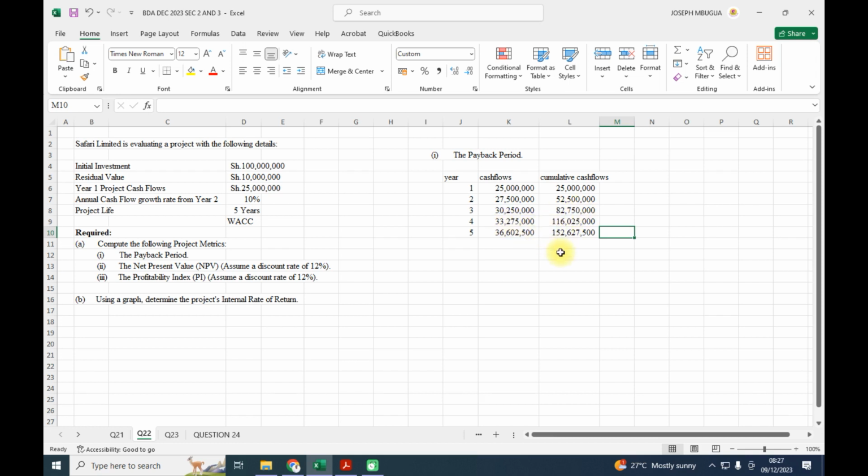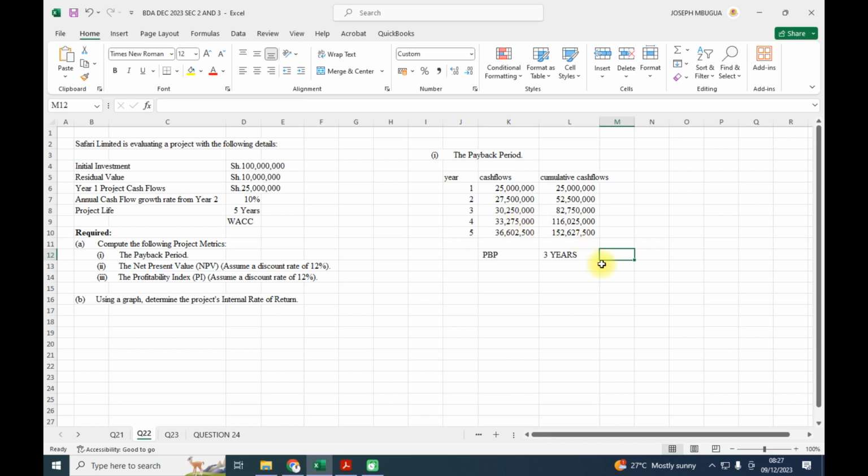So to get 100, our payback period, PBP, will be 3 years first. We add 3 years, and the balance here, we need 100 minus 82 so that we know how much we are getting from this.